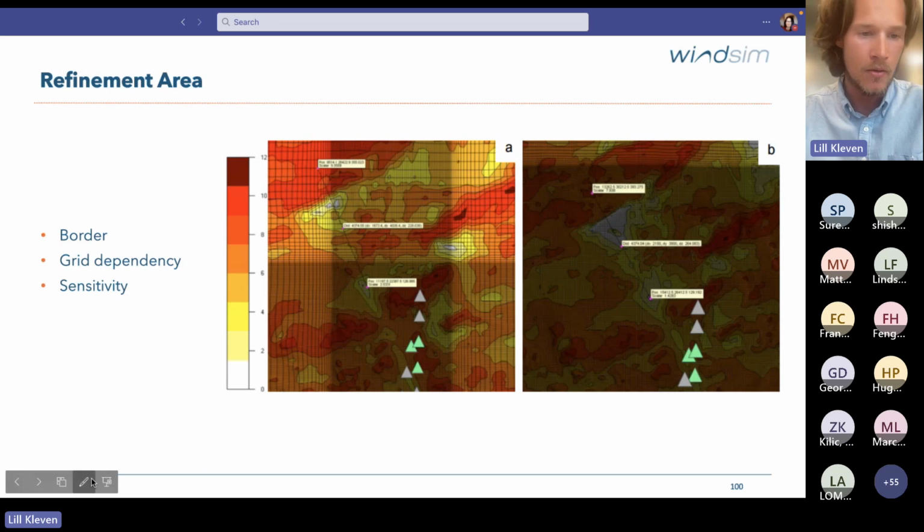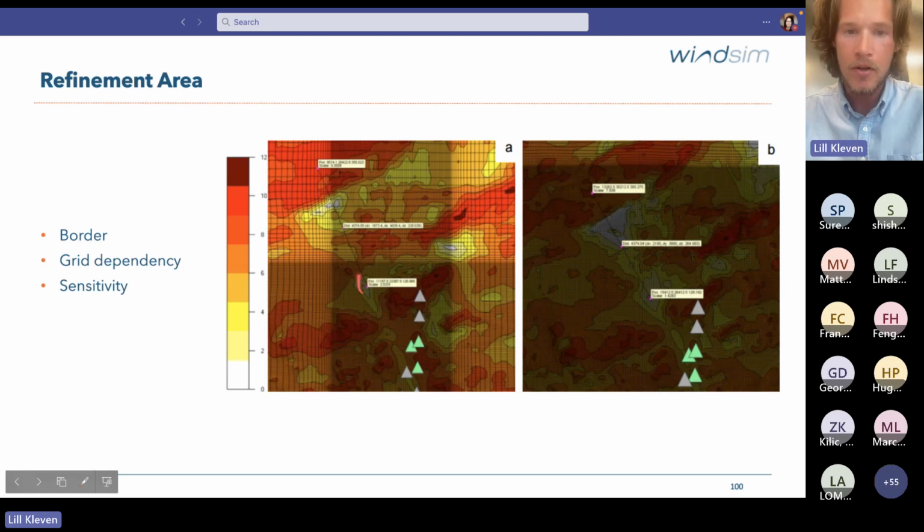area, I always forget to activate this laser, sorry. Yeah, so here we have the inlet direction, and in this case we have a pretty small refinement buffer of about 1 kilometer. And here I have dived into the results, and I have checked the wind speed over the ridge and also in the valley down here close to the wind turbines.